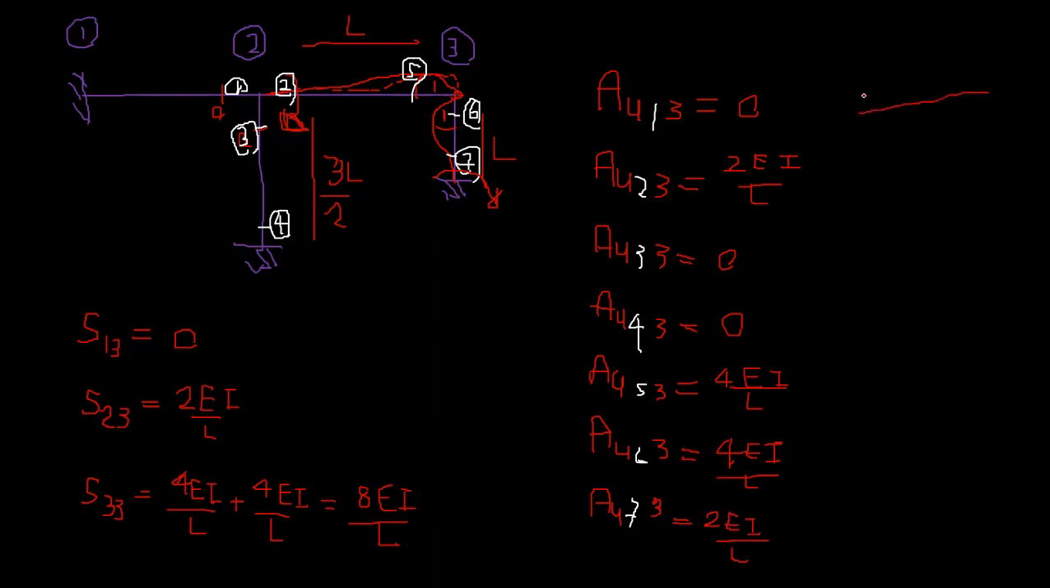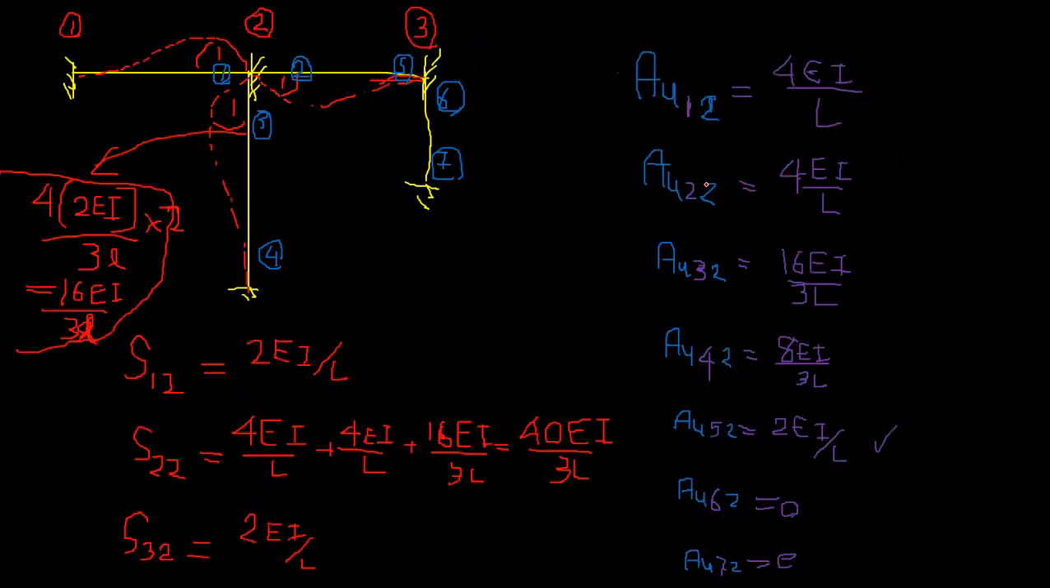Why? If you apply a unit rotation right here, the near end, it's 4EI over L. The far end, 2EI over L, both in the same direction. Clockwise, clockwise, right? So now all the things are done, right? So I can go ahead and find the matrix.